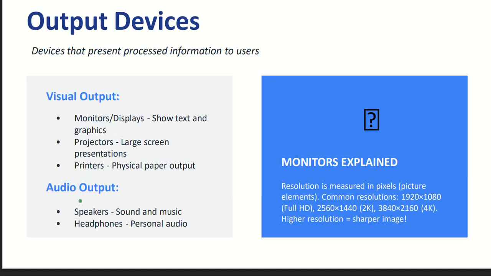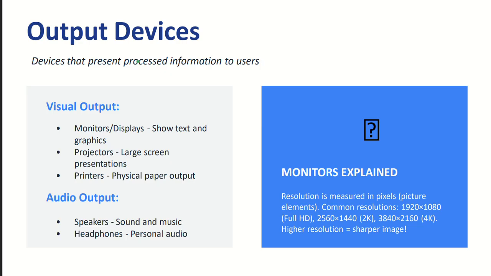Going on, next we should discuss the output devices, the devices that present processed information to users. It can be in the form of visual outputs, audio outputs, or other outputs too. They are not bound to these two outputs. The first thing is visual outputs. Visual means the thing which we can see. These include monitors and displays. They show text and graphics. The projector is another example, along with printers.